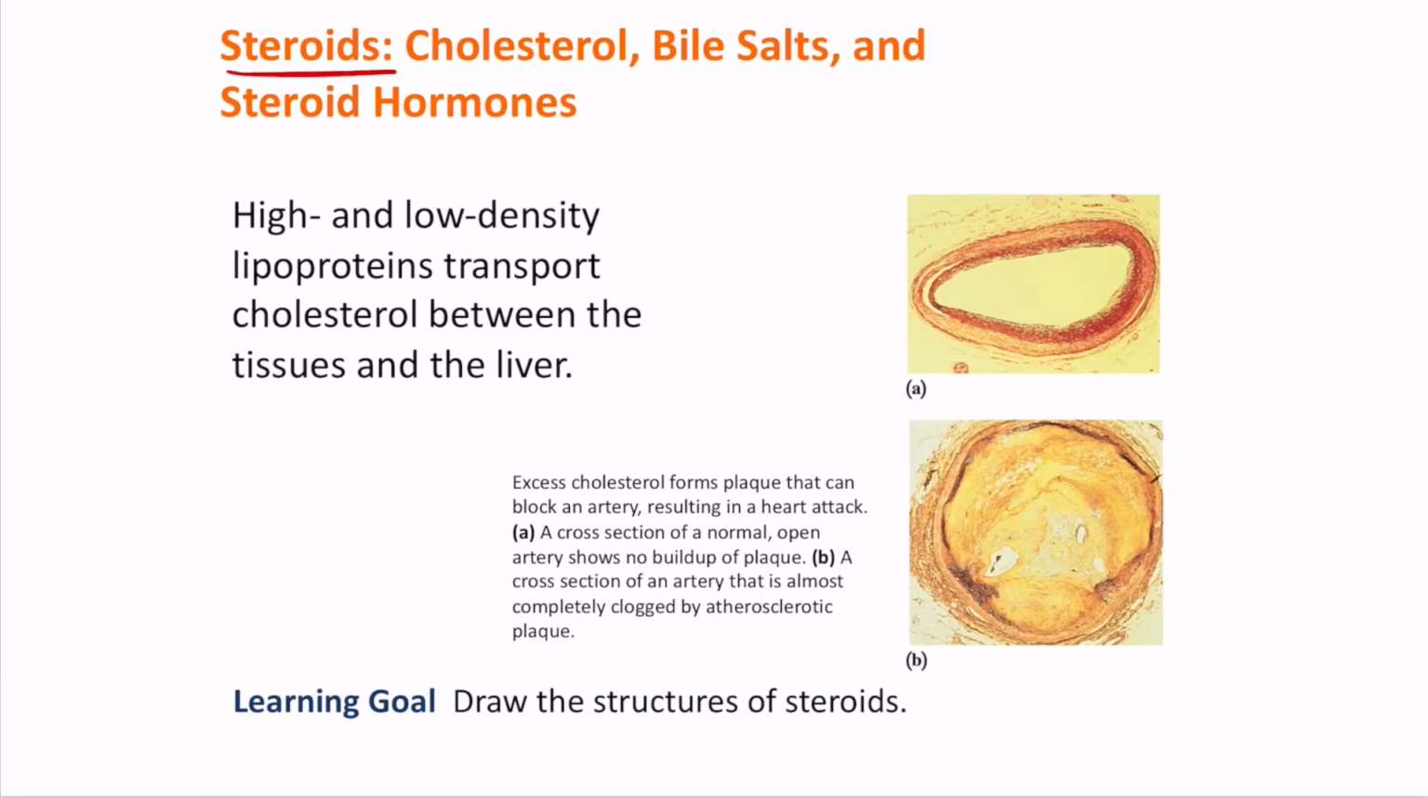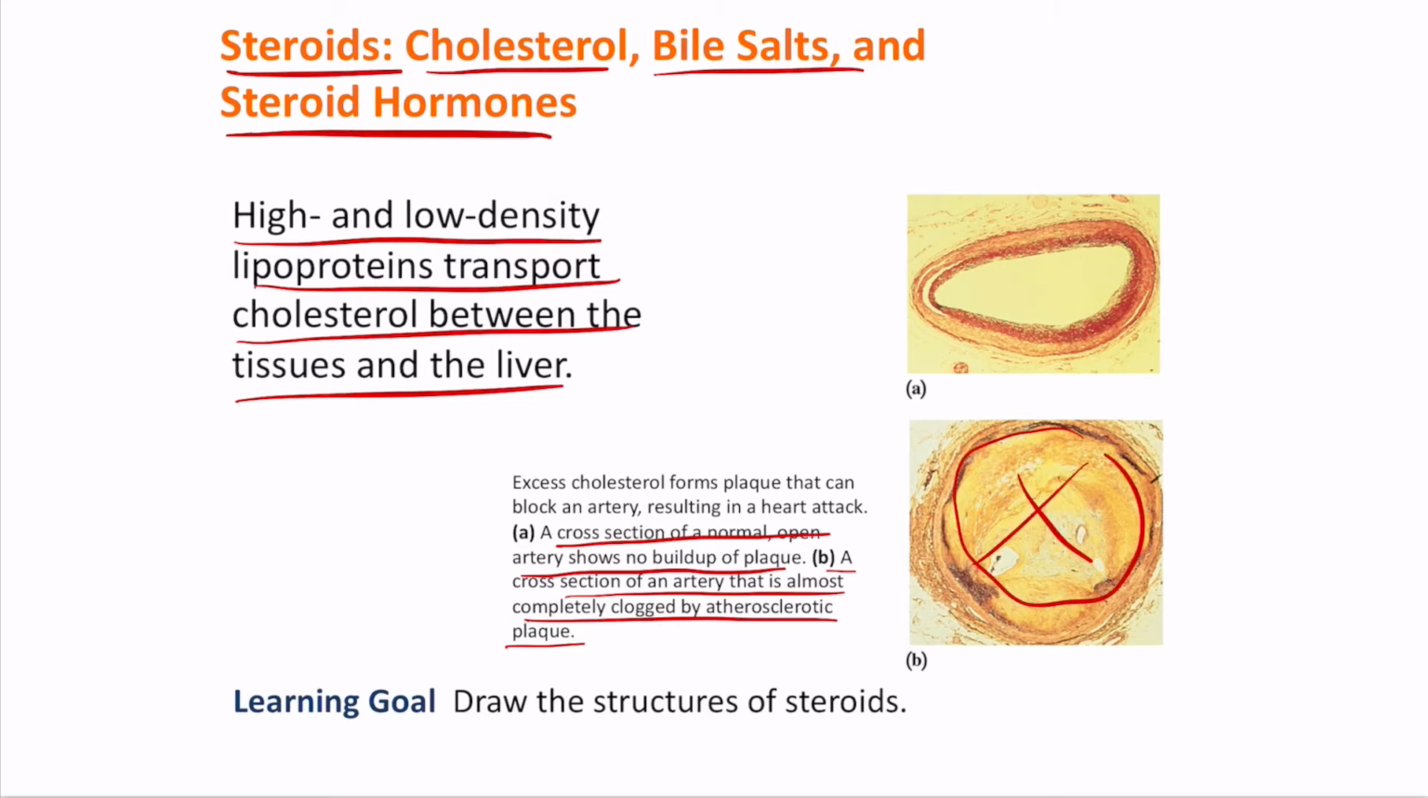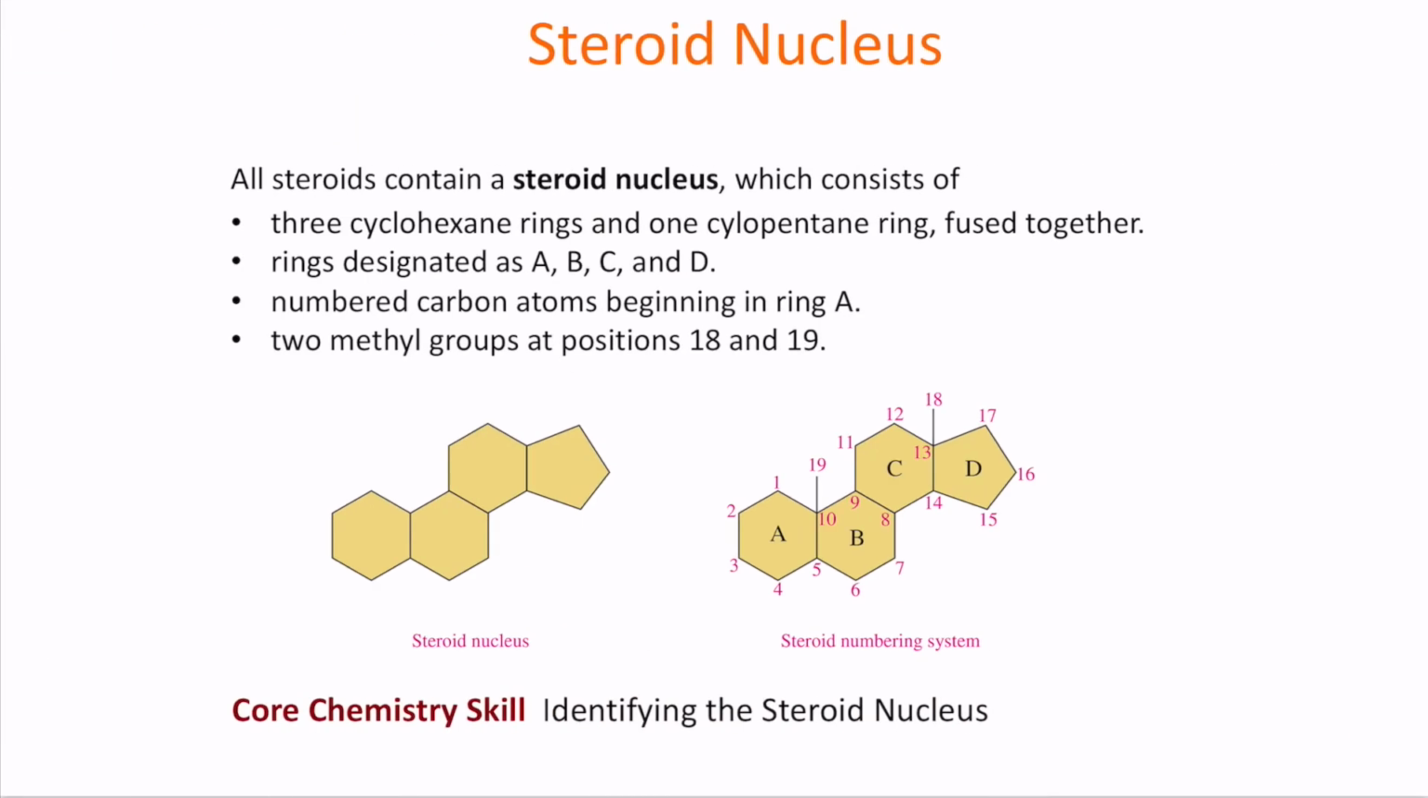Next we have steroids. Steroids are cholesterol, bile salts, and steroidal hormones. You have high and low density lipoproteins that transport cholesterol between the tissues and the liver. Section A here shows the cross section of a normal open artery, and section B shows the cross section of an artery that is completely clogged by atherosclerotic plaque. So this is completely blocked, and this is a normal blood vessel.